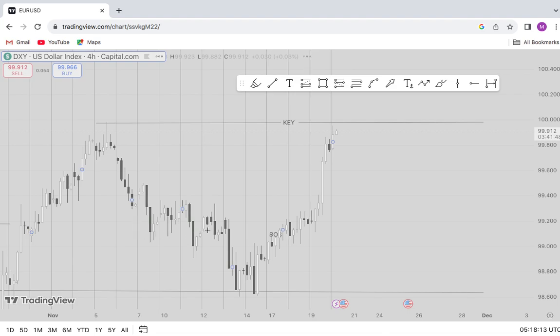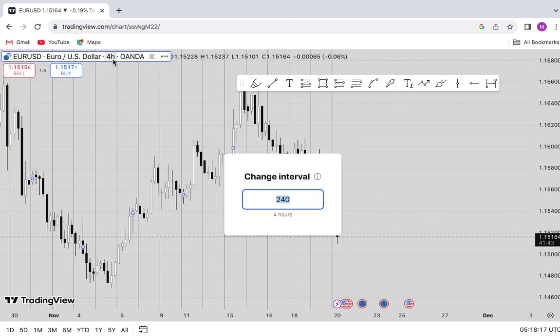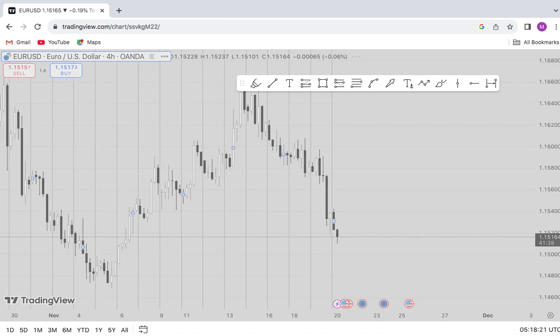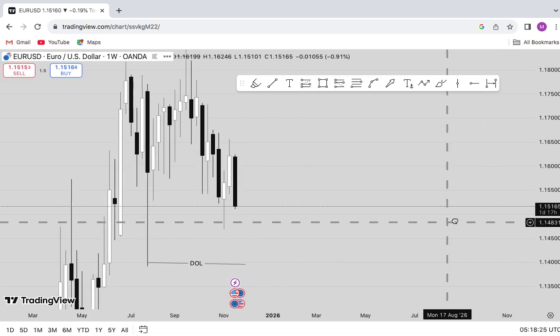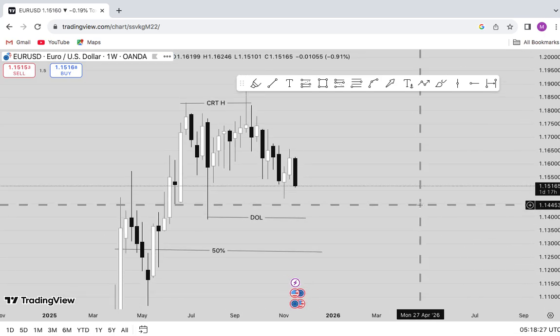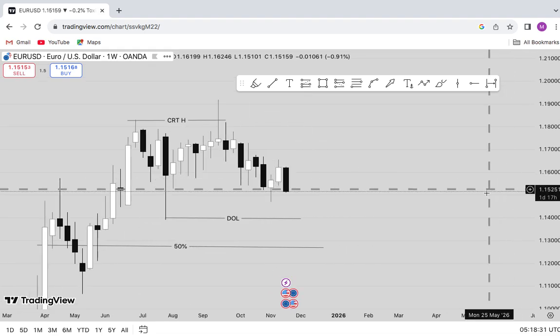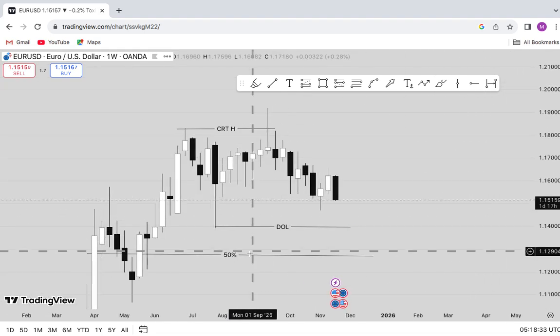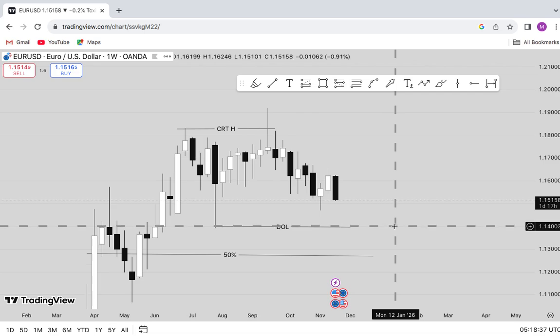On EU, we are pretty much gonna do the same boring stuff. We are still gonna go to the weekly time frame, which is the same old top down analysis, same boring thing, but you have to do it. On the weekly time frame, you can see this is our draw on liquidity, and this is a 50% key level of a higher time frame confluence.